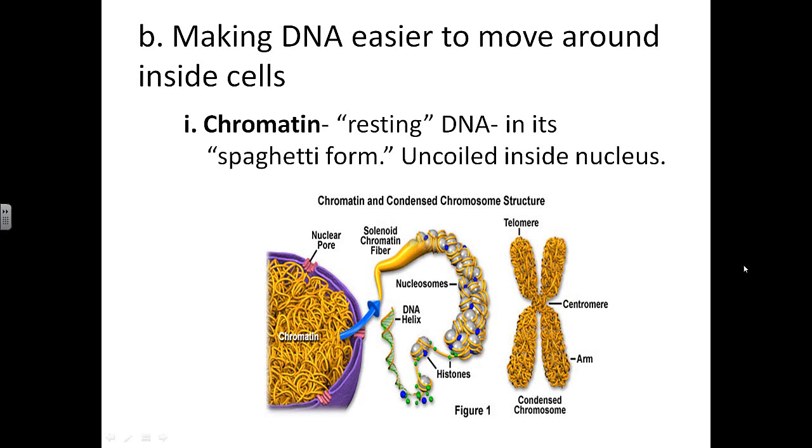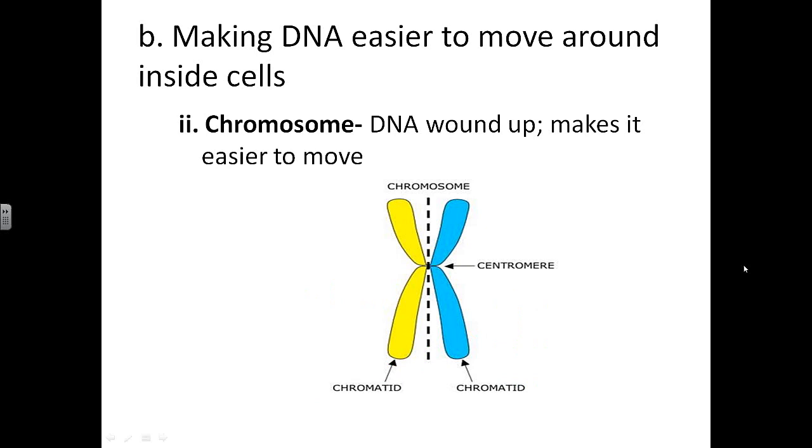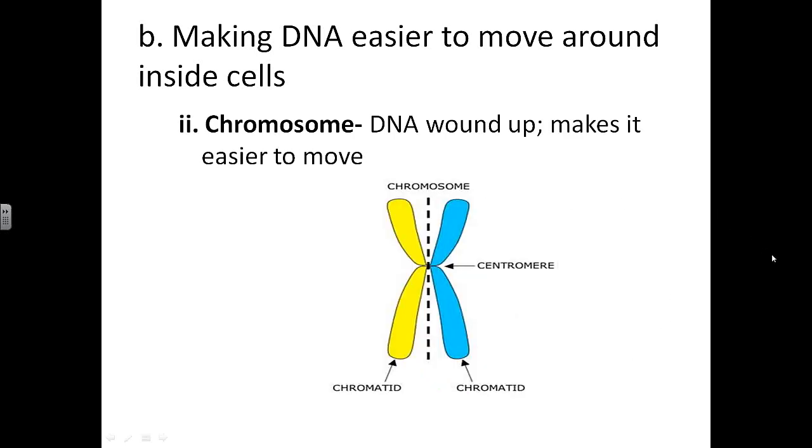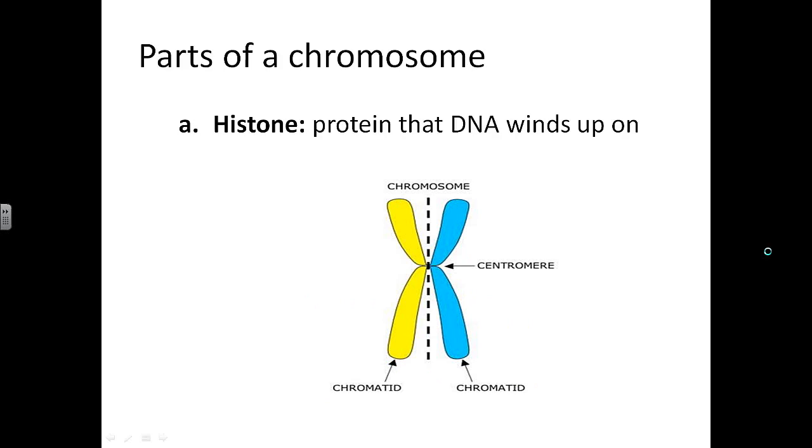So what we do is we wind up that DNA. Let me go back a slide. We wind it up on those proteins. We make it this nice X shape, and that's called a chromosome. Chromosomes are a lot easier to move than chromatin. A chromosome gets wound up, the DNA gets wound up on what's called a histone. That's that protein that DNA winds up on.